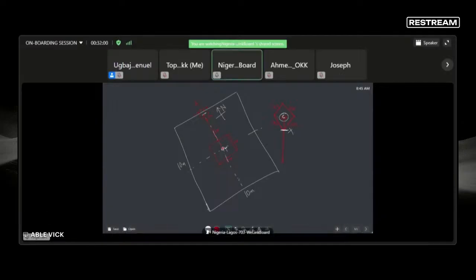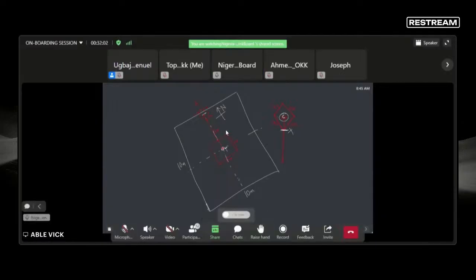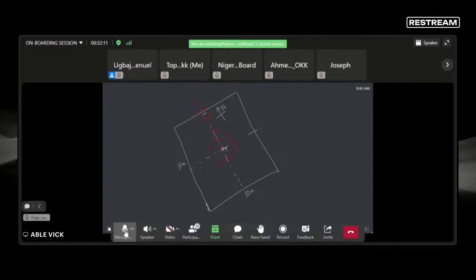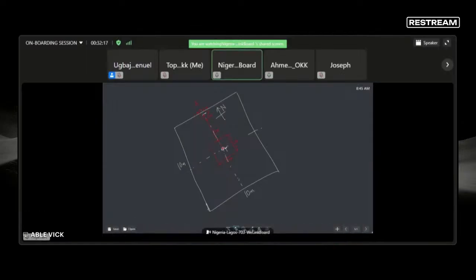Who doesn't understand this part? Hello? Can you come again, please? My network was breaking. Which part should I start from? The guide wire part.